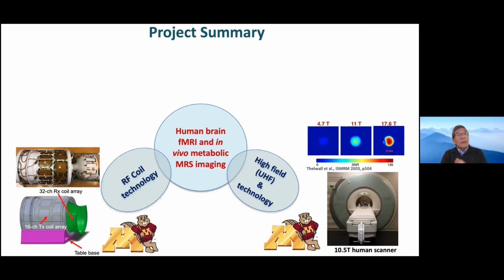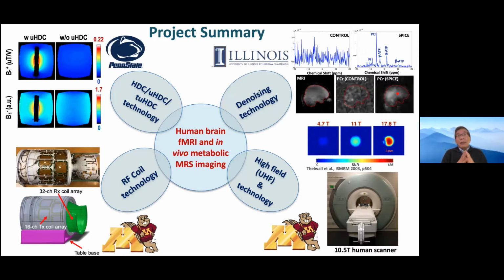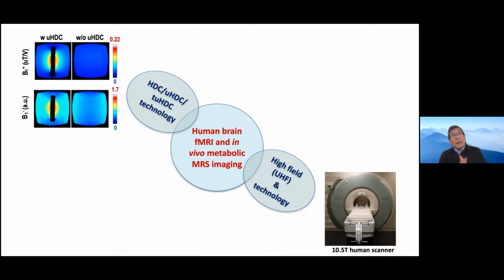That's the second research component: to develop an advanced RF coil technology and integrate this RF coil with material with high dielectric constants to further boost the sensitivity. The last component is applying denoising technology to further reduce noise, which may increase signal to noise ratio and spatial resolution. However, due to time limit, today's talk focuses on the one major component related to the so-called UHDC technology and its application at ultra-high field.